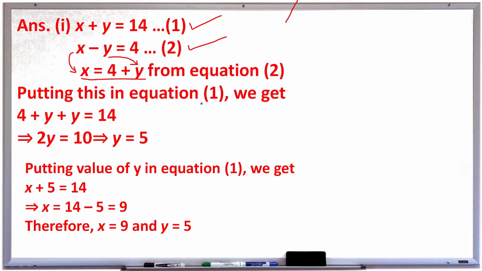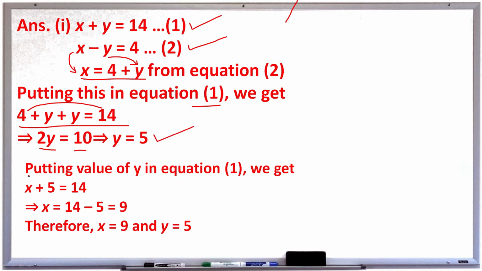Putting this value in equation number 1, that means we are going to substitute the x value in equation number 1. Instead of x we are going to put 4 plus y. So the equation will become 4 plus y plus y is equal to 14. Adding y and y, it will become 2y. Bring 4 to the right side, so it will become 14 minus 4 is equal to 10. So from this we can get y is equal to 5.